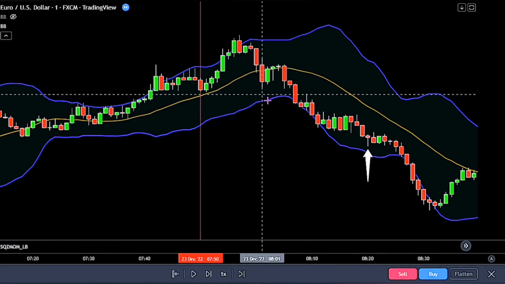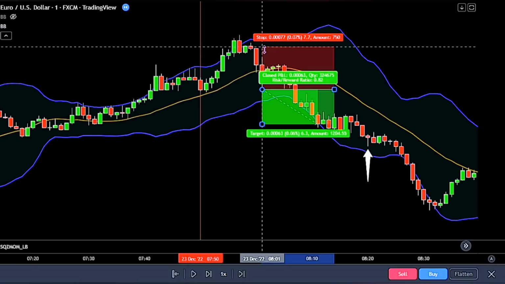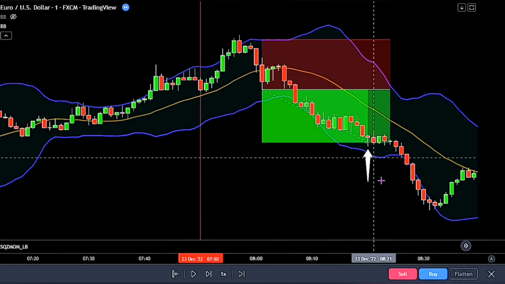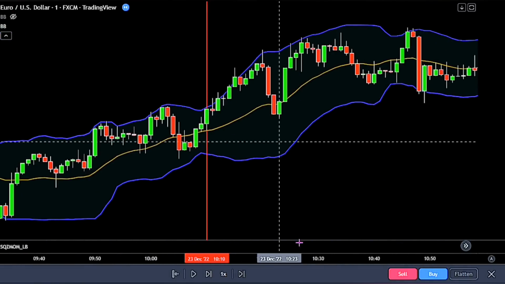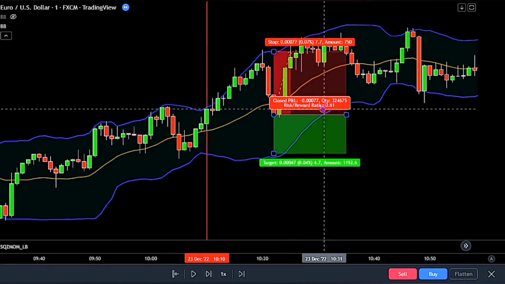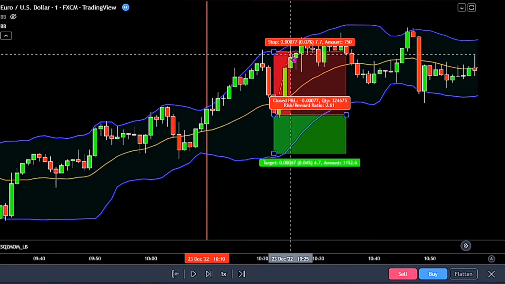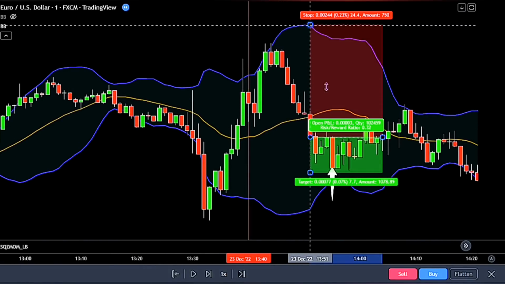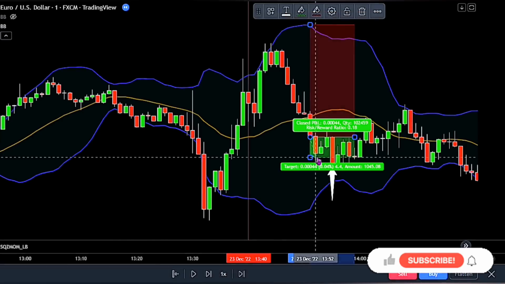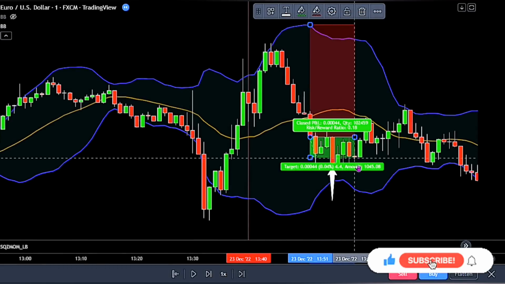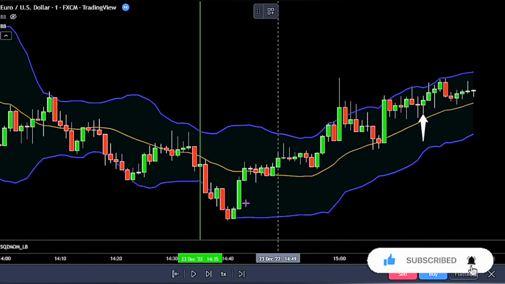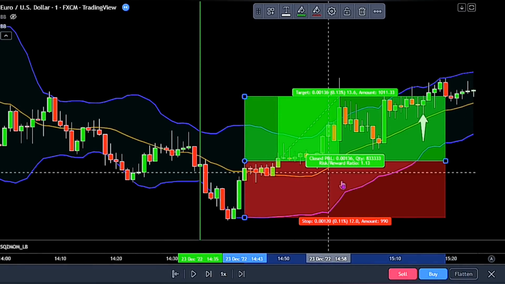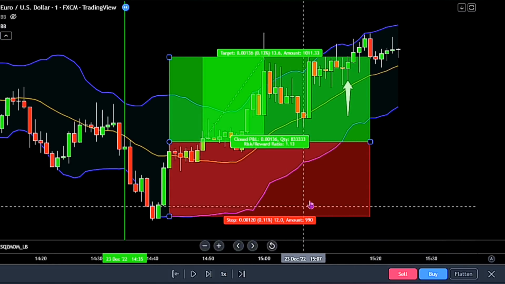Next trade also was a short entry. And we see it was successful. So this is our first loss, as price hit our stop loss. Then the next trade made little profit when we closed the trade. And this long position also made us some profit.